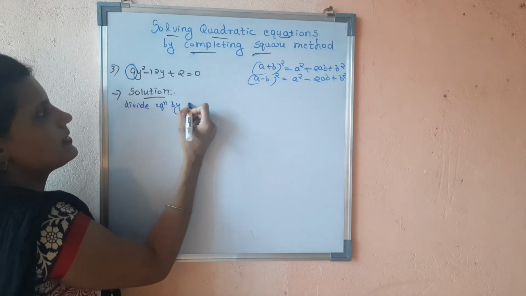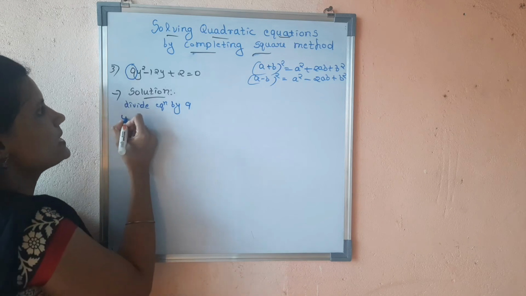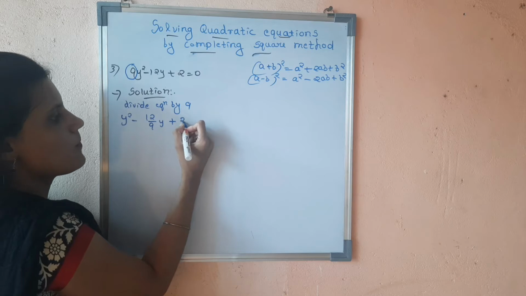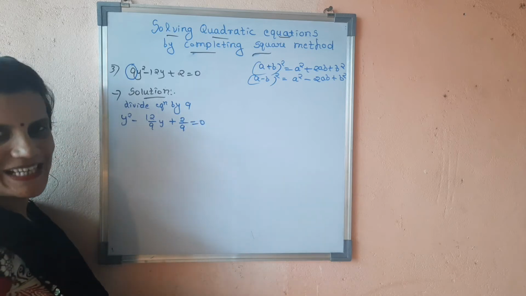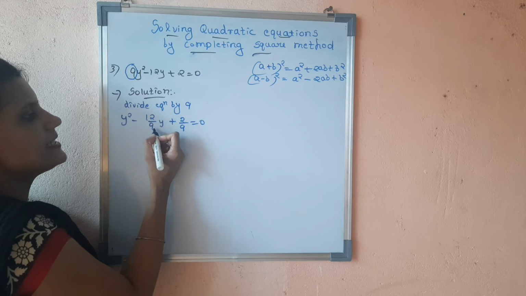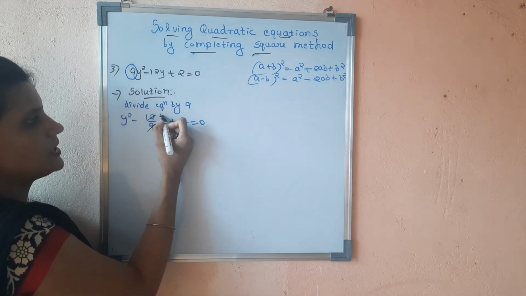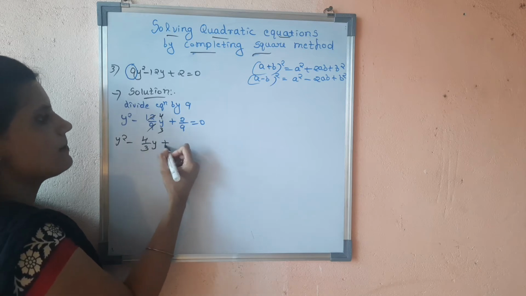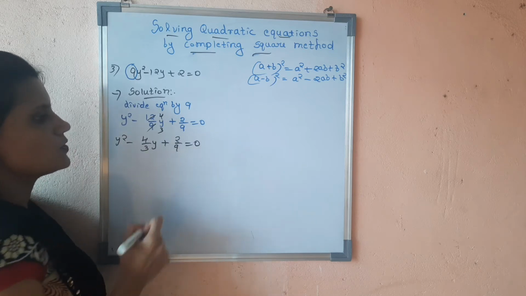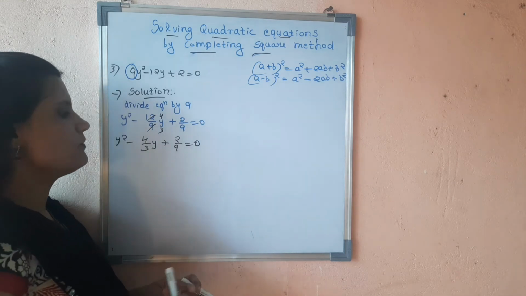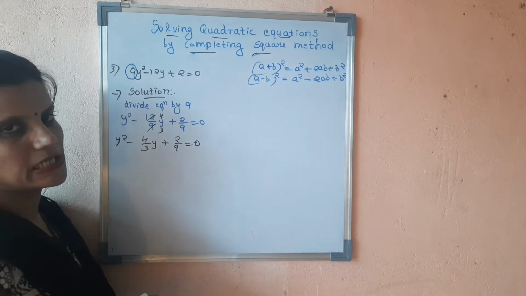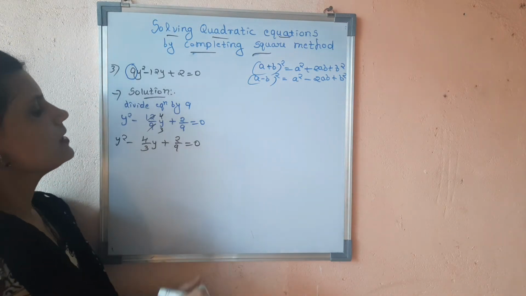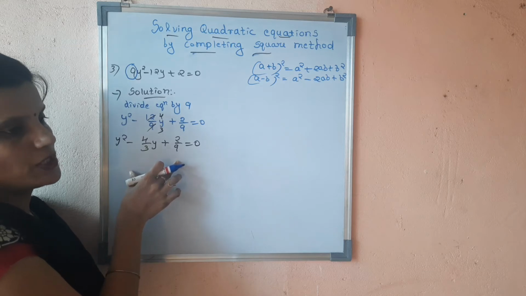Divide the equation by 9. So it will become y square minus 12 upon 9y plus 2 upon 9 is equal to 0. Simple. Now as these two will go in the same table, 3 4s are 12, 3 3s are 9, it will become y square minus 4 upon 3y plus 2 upon 9 is equal to 0. After that, everything will be simple, because we have already done it in the 2 equations.